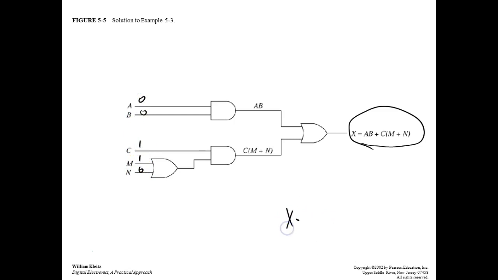Then I could come to my truth table. I'd say X equals A. What do I have A at? 0, right? Then I'd say and B. I'd have a 0. Of course, I know that's going to be a 0, right? Okay. And then I'd say OR. C is a 1, right? Then I'd say M would be a 1, and N would be a 0. So I'd say, okay, 0 and a 0 would give me a 0. 0 and a 1 would give me a 1. This right here would give me a 1. So the output would be a 1.